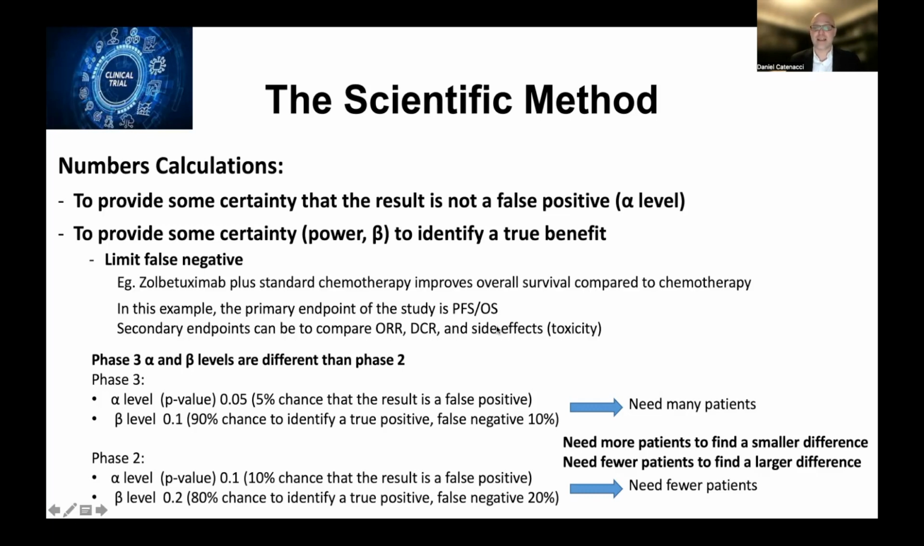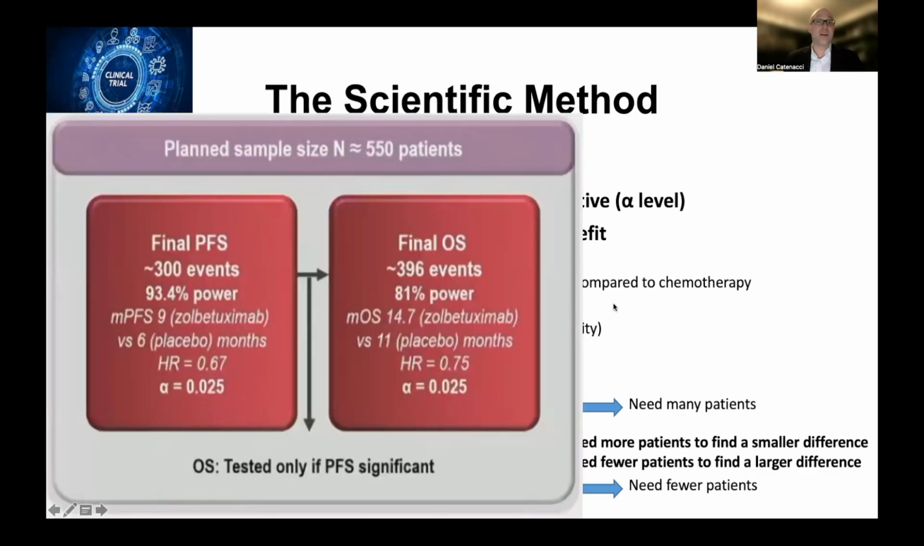So let's look at the example then of the zolbetuximab SPOTLIGHT study, where again the primary endpoints were progression-free survival and overall survival. And the secondary endpoints were other clinical benefits like response rate, disease control rate, and of course, chronicling the side effects. And the numbers calculation of that study showed that we needed about 550 patients enrolled to show both the PFS and OS co-primary endpoints.